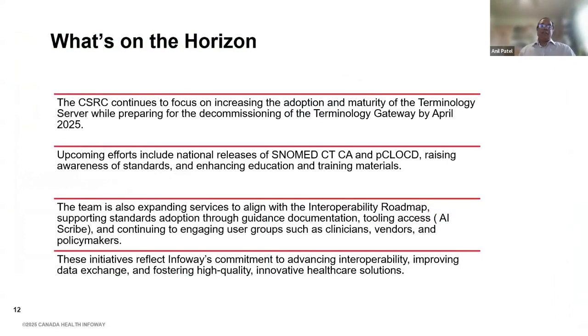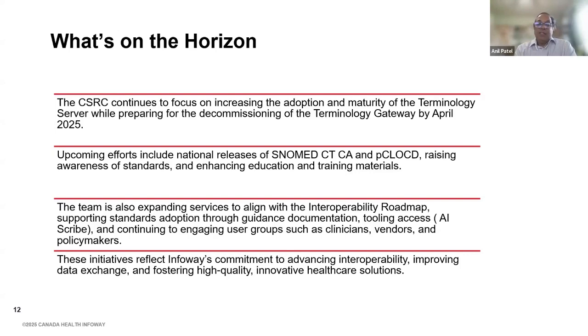What's on the horizon? This is long term. The CRCC continues to focus on increasing the adoption and maturity of our terminology server. While we're preparing to decommission the terminology gateway by April 2025, that's just a few days away. Upcoming efforts that we have are national releases of the SNOMED CTCA, PCLOCD, and also raising the awareness of standards, so enhancing education and training material. There's a lot that we're trying to do.